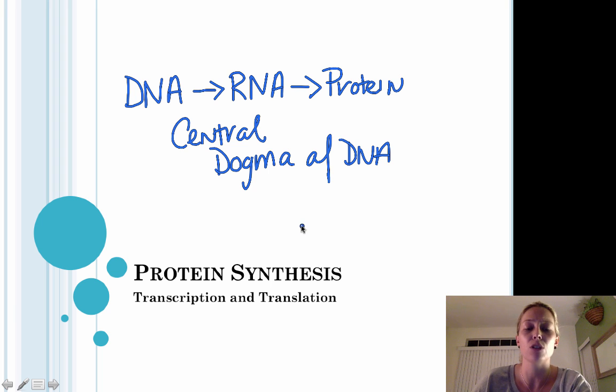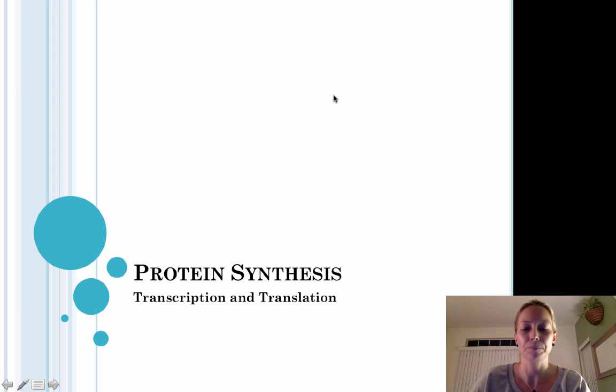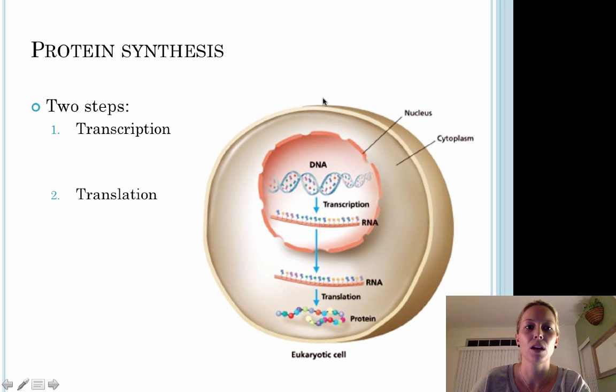We make proteins through a two-step process. The first step is transcription, which takes our DNA to RNA. And the second part is translation, which takes our RNA to protein. So let's get started. Again, protein synthesis is a two-step process. Our first step is transcription, our second step is translation.